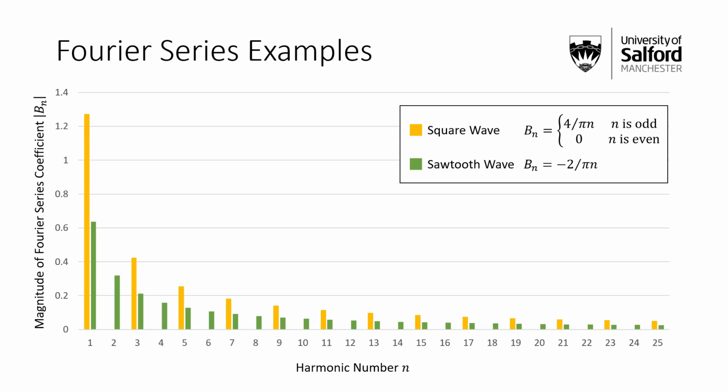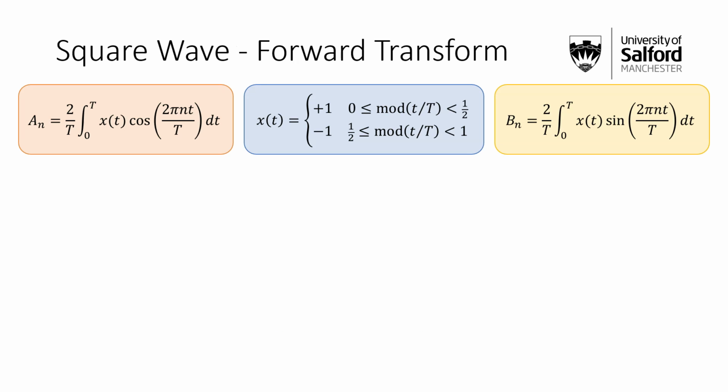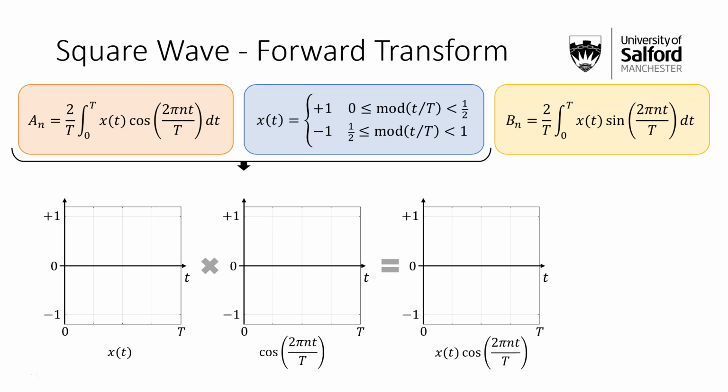So let's try and show why they take the values that they do. We're just going to go through this visually at first and try and understand why they take those values. What I'm going to do first of all is look at the A terms. I'm just going to show why they're 0. So we'll take an and we'll take x(t), and the integral was multiplying x(t) by cos 2 pi nt.